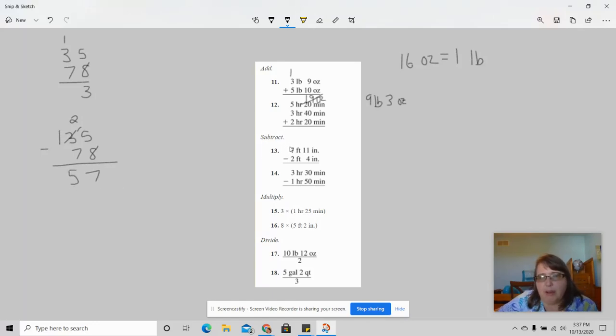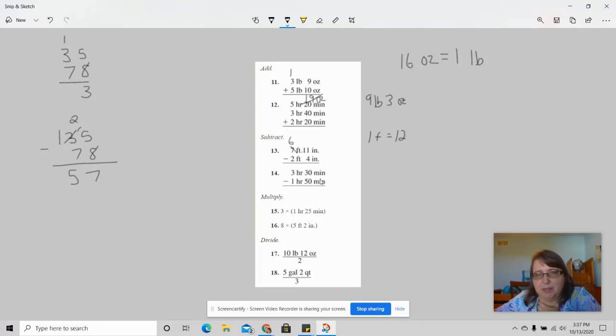Here, though, when I borrow, I'm borrowing 1 foot, so it becomes 6 feet. 1 foot is 12 inches. 1 foot equals 12 inches. So I'm borrowing a foot, which means I'm going to add, well, I didn't have to do that here, so we'll forget that.